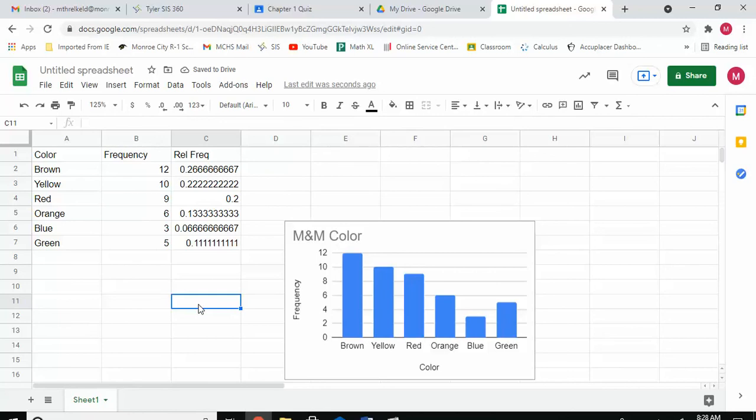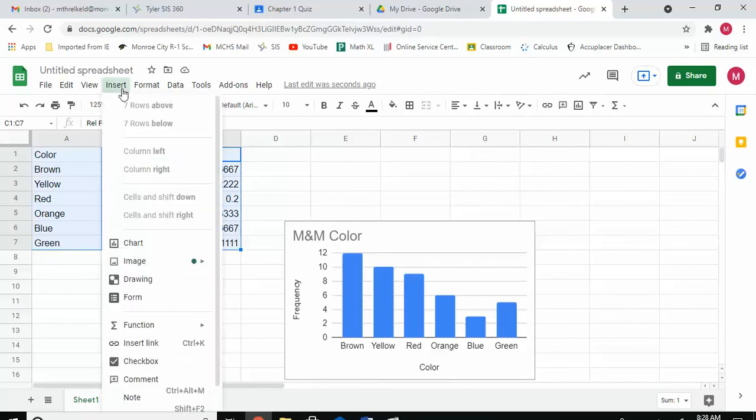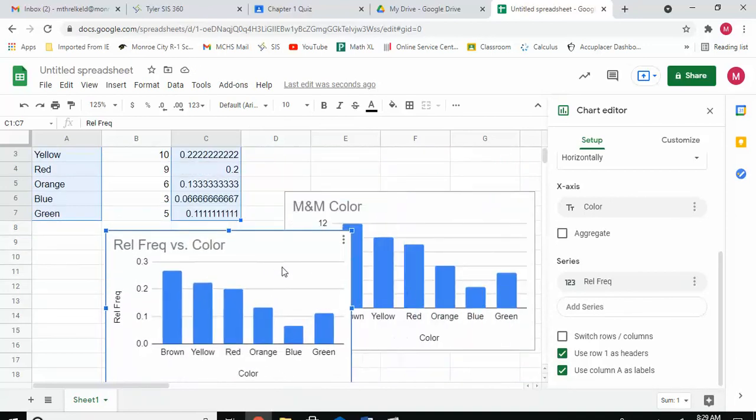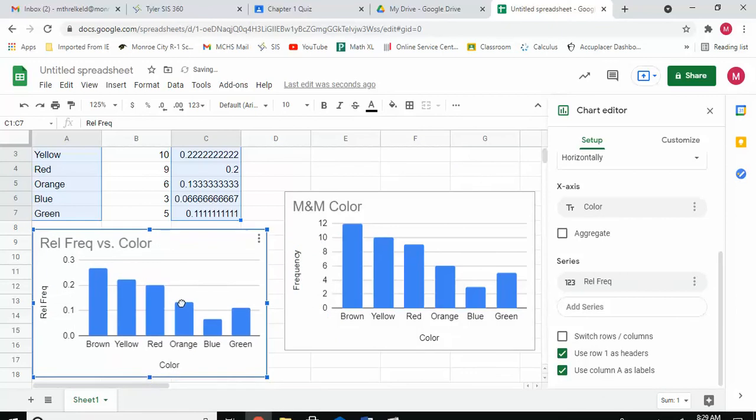Are those the same numbers we got by hand? Yes, so you can type them in by hand. You can use Google Sheets to find them for you. If I want to make my table based off that, then what I have to do is highlight my color. If you hold down Control, then you can highlight the relative frequency as well. So I don't want to highlight the frequency in the middle. Just select those two columns, and then you can insert a chart, and here is my relative frequency table. You notice it looks the same, except where's the difference?